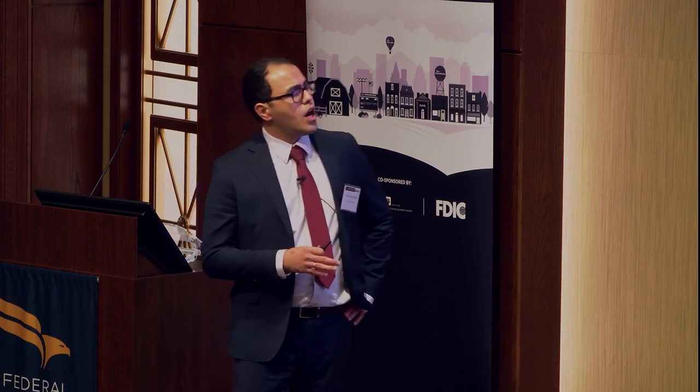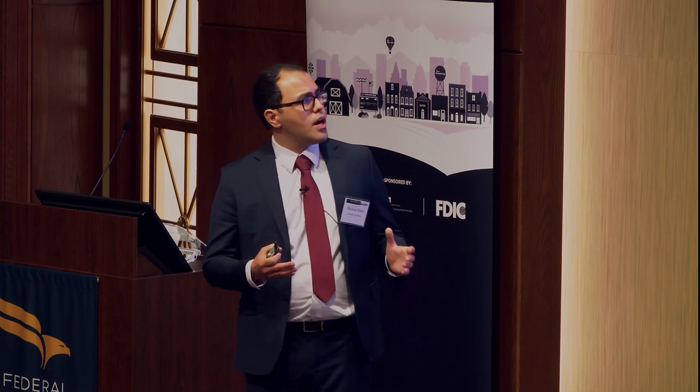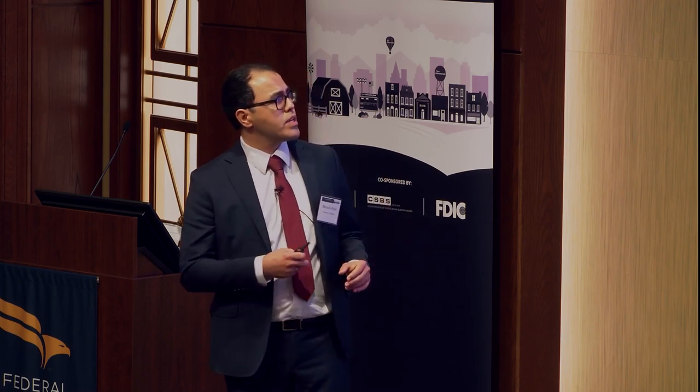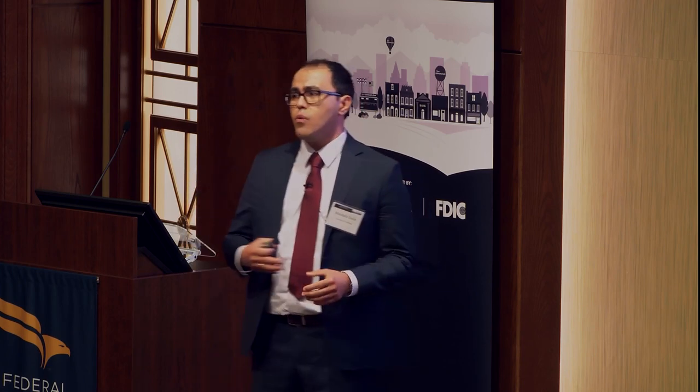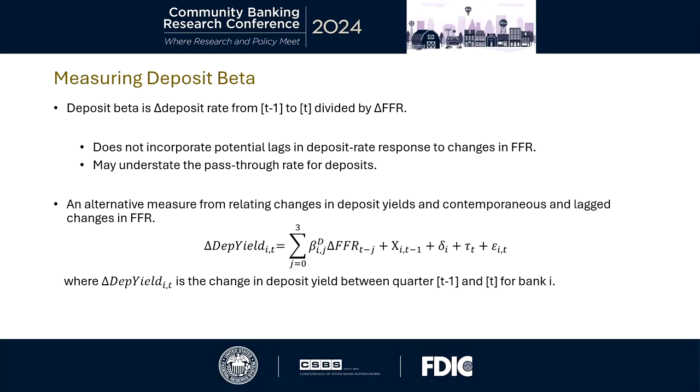Alternatively, we also implemented a more sophisticated method where we run a simple regression where we had an explanatory variable, which is change in effective Fed funds rate up to 3 lags, and we calculated the change in the deposit yield as a dependent variable, and we sum those coefficient betas for each effective Fed funds rate. That will give us another measure of the deposit beta.